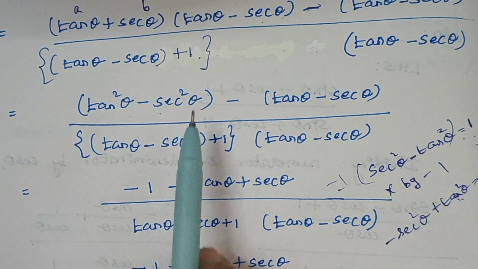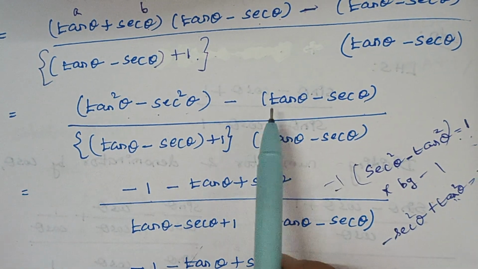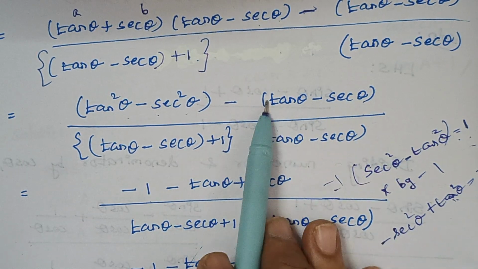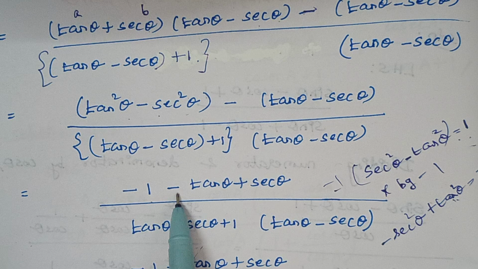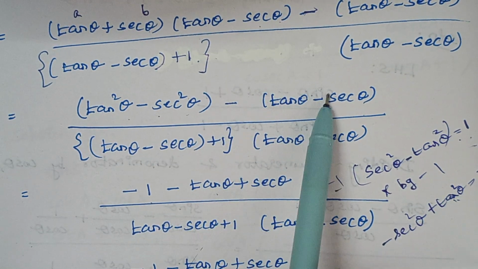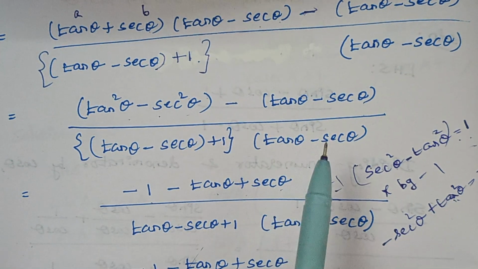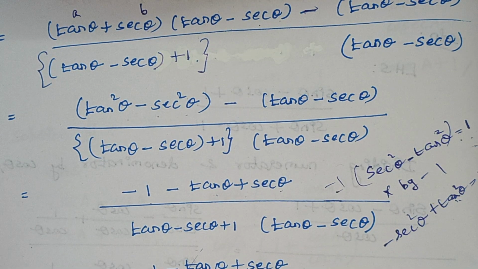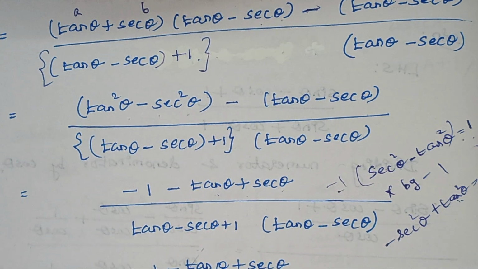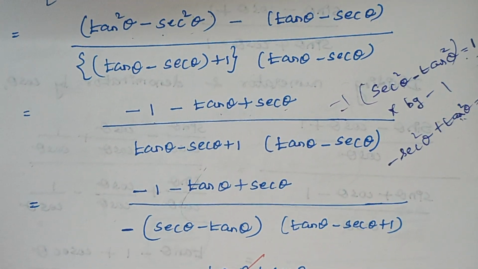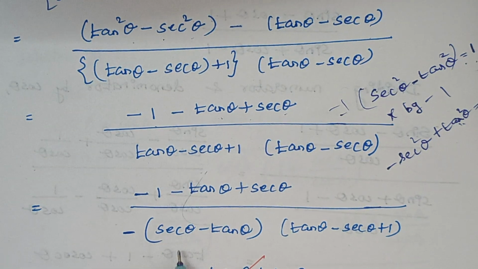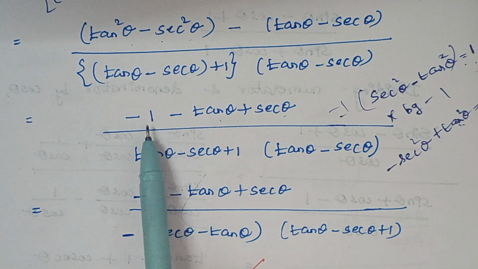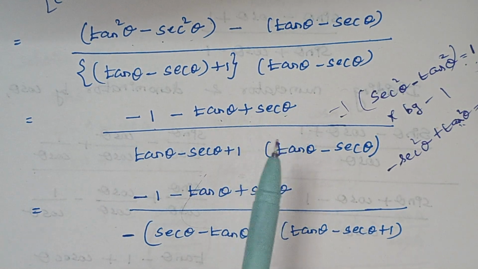So just replace this term by minus 1, and I am moving this minus within the bracket. So plus into minus tan theta becomes minus tan theta, and minus into minus becomes plus secant theta. Again we are writing the denominator term as such. Now the numerator part is over.